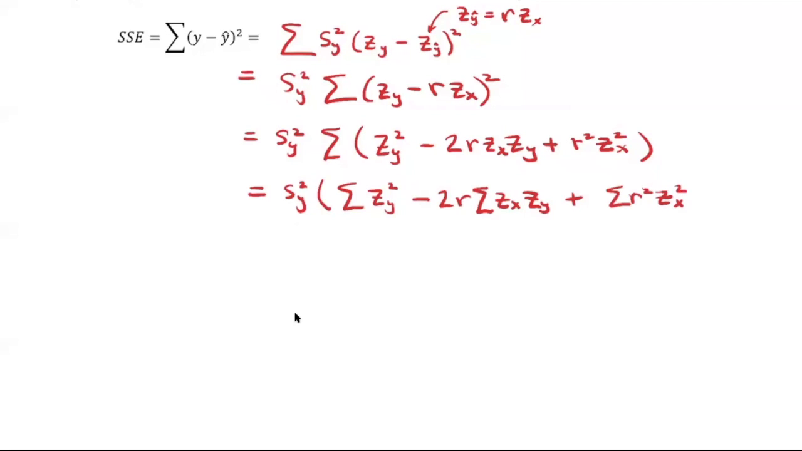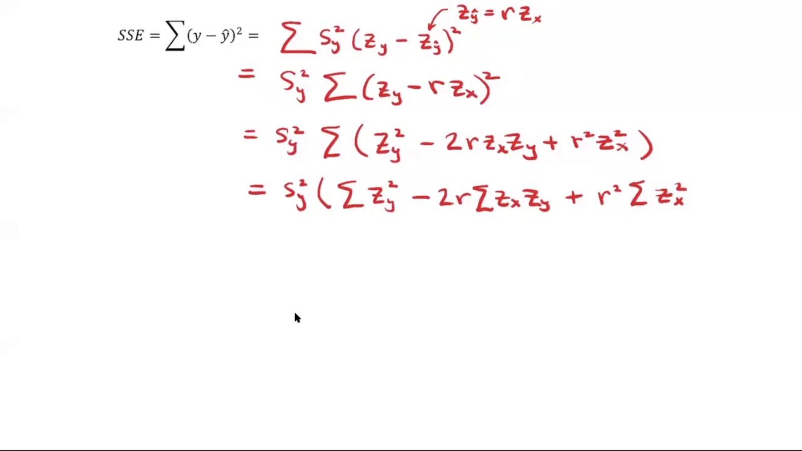But again, r is a constant that does not change. It's just the slope of a line, and you can factor that out. So as before, I think I'd rather have that out front. So this would be r squared times the sum of the z-score of each x value squared.